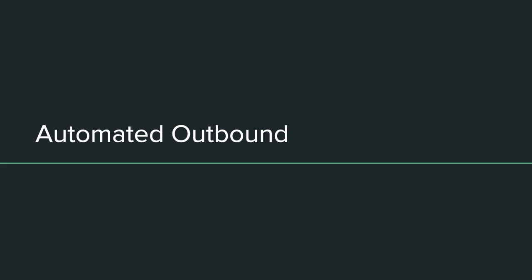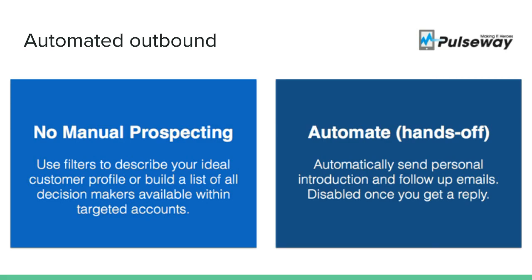Automated outbound, quickly go over this. No manual prospecting. Outbound is what people normally think of as just calling prospects. You have a list and you just call them. There are tools and software for automating your outbound, so you don't need to prospect.